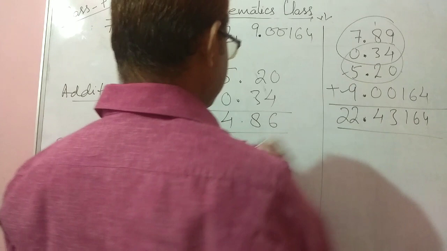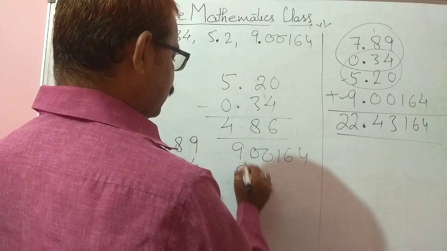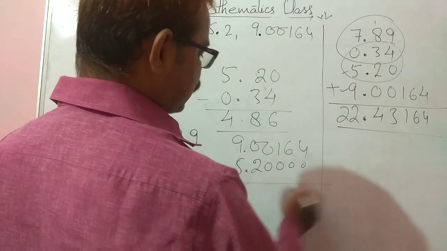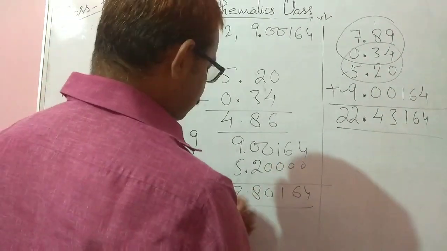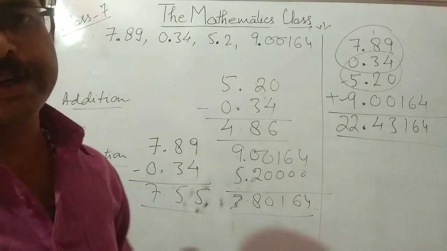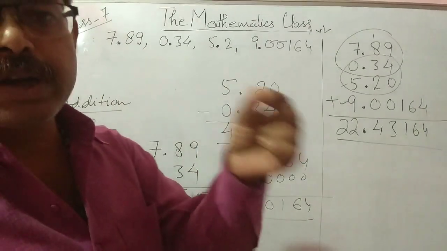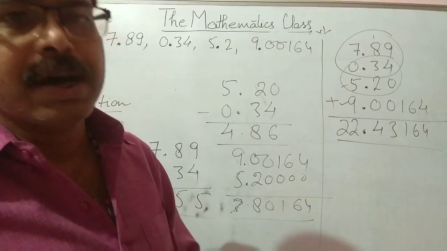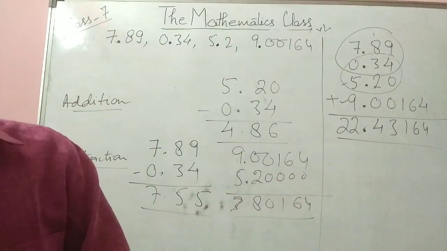Suppose I need to subtract these 2 numbers: 9.00164 and 5.2. So below this everywhere it's 0. You can place zeros if you want. 6, 4, 1, 0, 10 minus 2 is 8, 8 minus 5 is 3. So that is the value. This is how we add and subtract decimal numbers. The basic thing you need to remember is that the decimal should come under the decimal irrespective of the number of digits a question has.